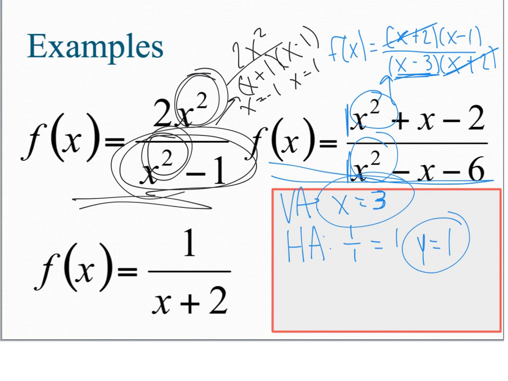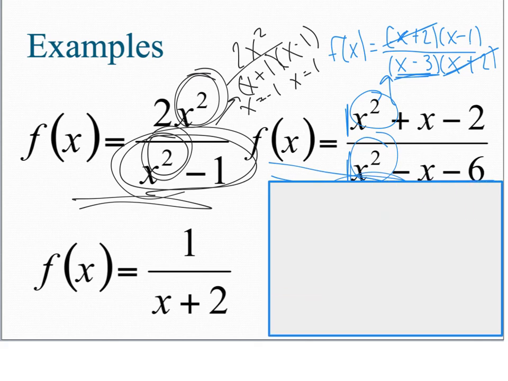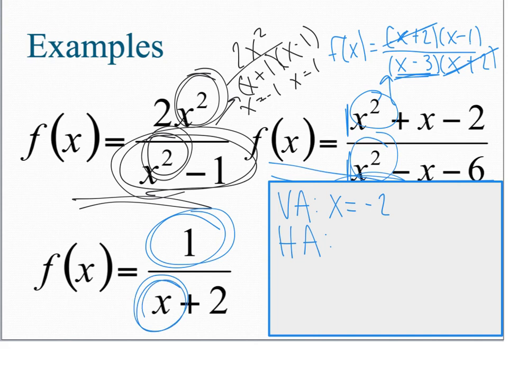All right, and we'll do this last one. I have 1 over x plus 2. So vertical asymptote, horizontal asymptote. This one's pretty easy. It's already factored out for me as far as it can go. And so the only thing that makes the denominator equal to 0 is x equals negative 2. And for the horizontal asymptote, notice that on top I have no x's, and on bottom I have an x to the first power. So the bottom is bigger in degree. When the bottom is bigger in degree, then I have y equals 0 as a horizontal asymptote.